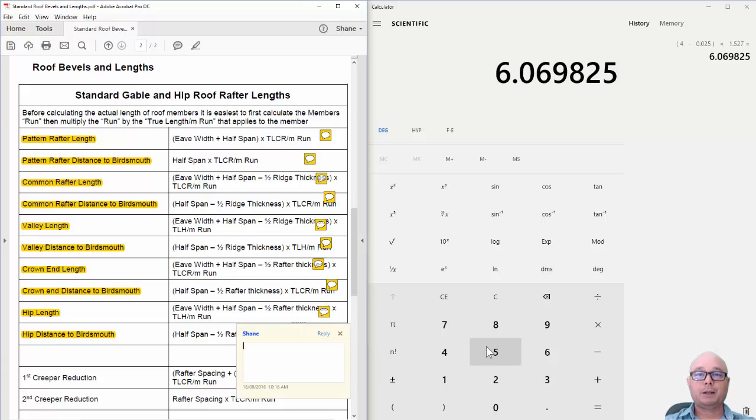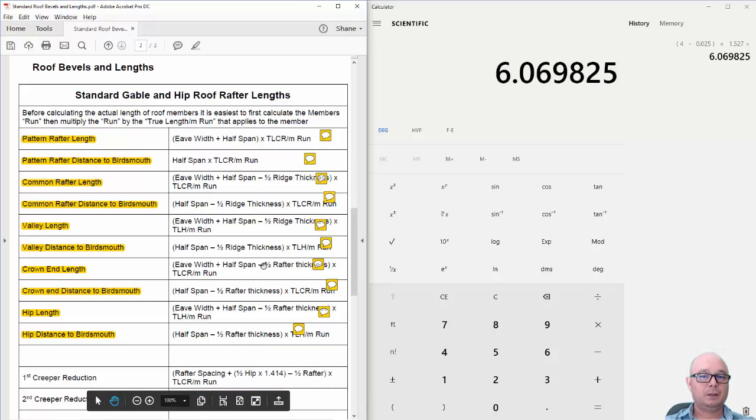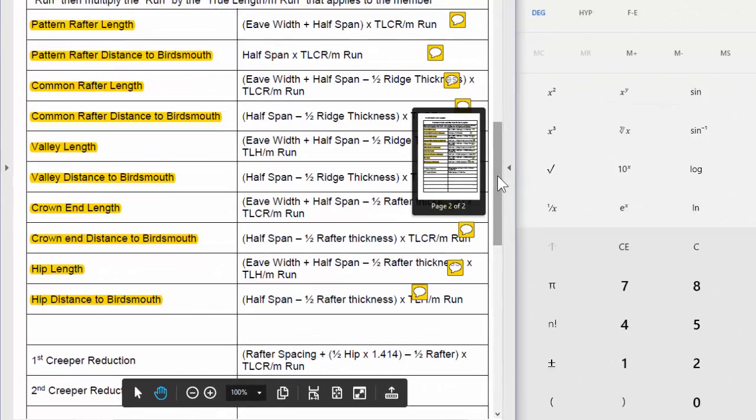So the hip distance to Birdsmouth is 6.070. There it is there. So I'll just scroll down a little bit.